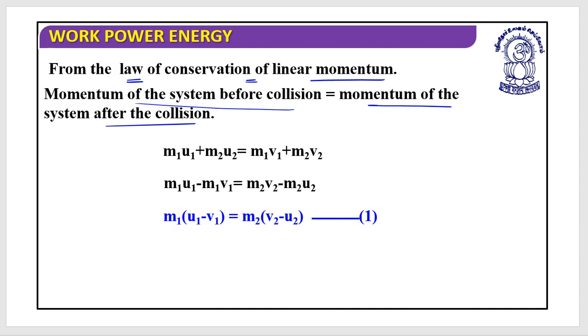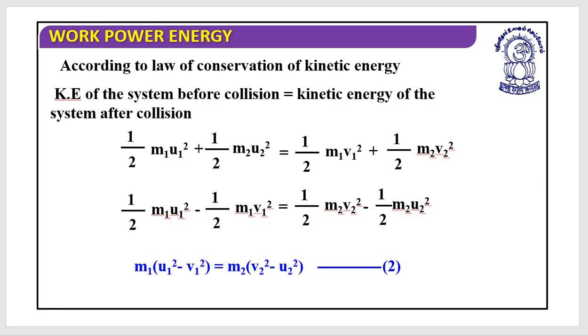Is it? Great. So we are saying that m1 u1 plus m2 u2 must be equal to m1 v1 plus m2 v2. So I can write it like this: this is moving to this side and this is moving to this side. So m1 u1 minus m1 v1 should be equal to m2 v2 minus m2 u2. And when I write this, it's m1 into (u1 minus v1) should be equal to m2 into (v2 minus u2). So this is the first relation. Keep it written somewhere in your book.